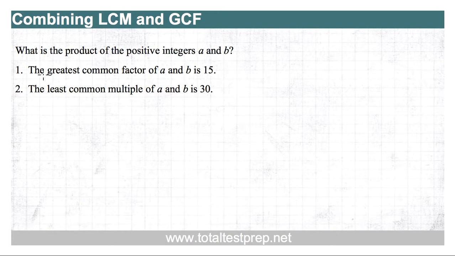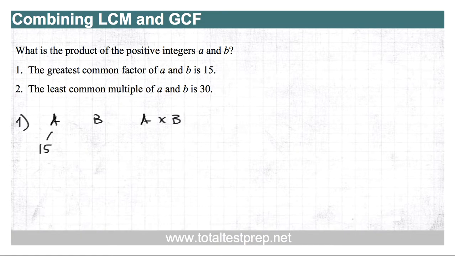A good way to see whether this statement is sufficient is to test some numbers out and see if that's going to give us enough info to find the product of a and b. So I'll make a quick column: a, b, and a times b. The fact that the greatest common factor of a and b is 15 tells us a couple of things. The first one is that 15 is a factor of a because it's a common factor of a and b.